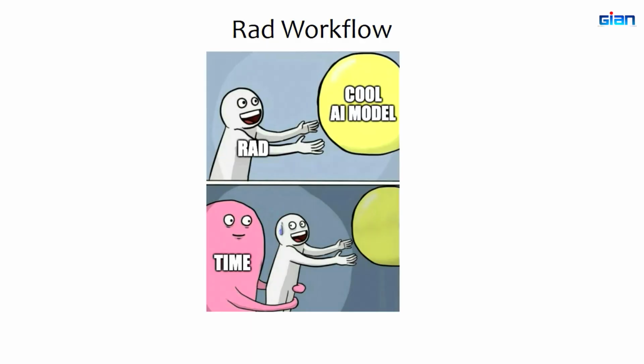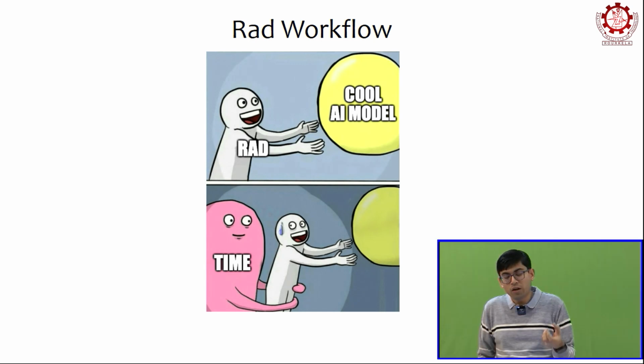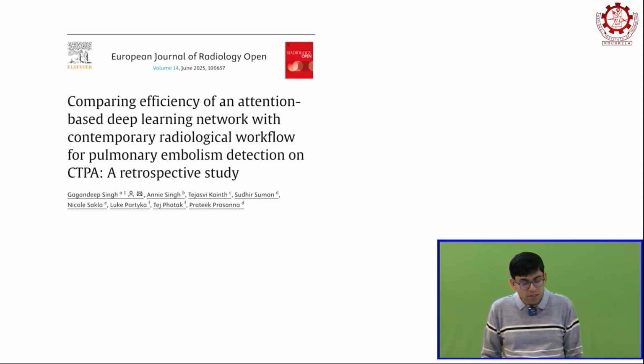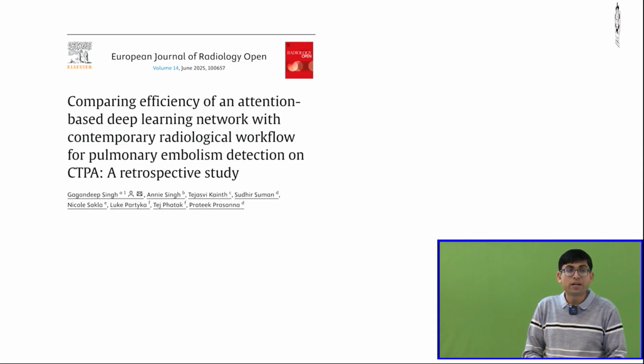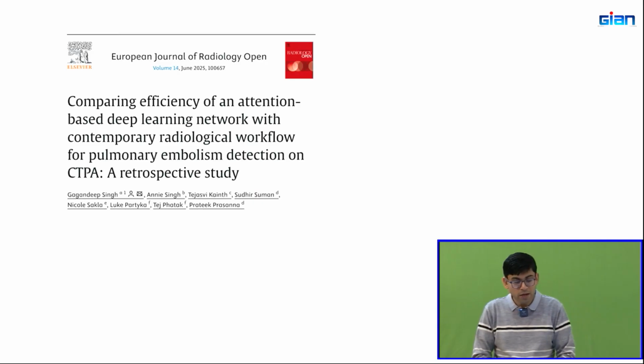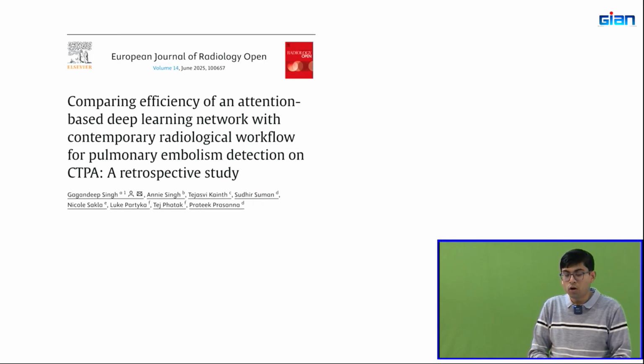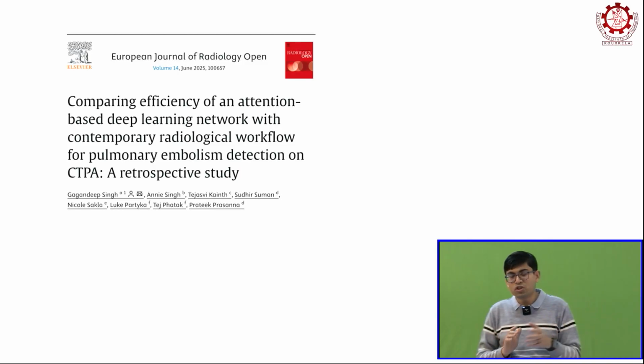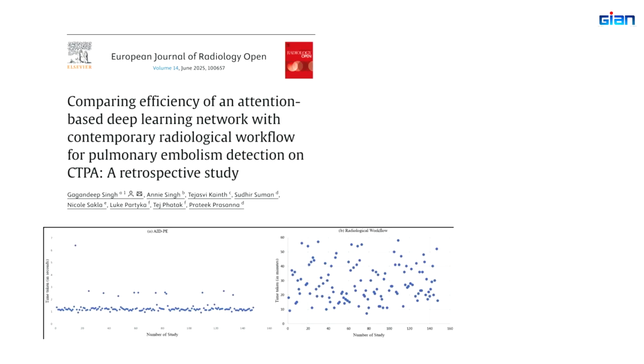strategies. So it's not just about a cool AI model, it's also about the time, right? So does it result in any time savings? This was a simple study that we did a year ago, where we were looking at the efficiency of an attention-based deep learning network for identifying pulmonary embolism in CT scans. So yes, we had this attention-based mechanism that we used for identifying if the CT images had pulmonary embolism or not. But the more important thing for us in this particular project was how much time savings it led to.